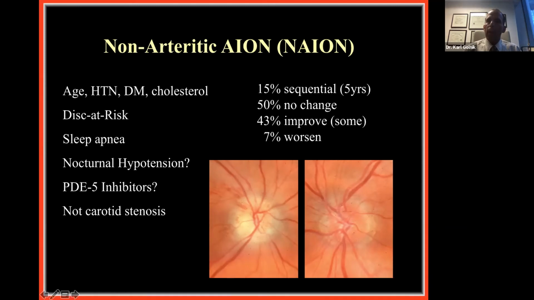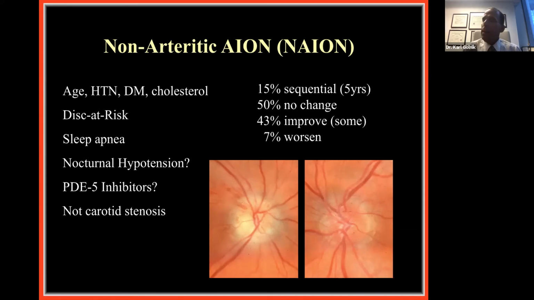We think this is a compartment syndrome, and you can see in the photos below from our patient, when we look at the normal left optic disc that's not swollen, you can see there's essentially no cup. So this clearly would be what we call a disc at risk. Sleep apnea, I think, has recently been well established as a risk factor for NAION.